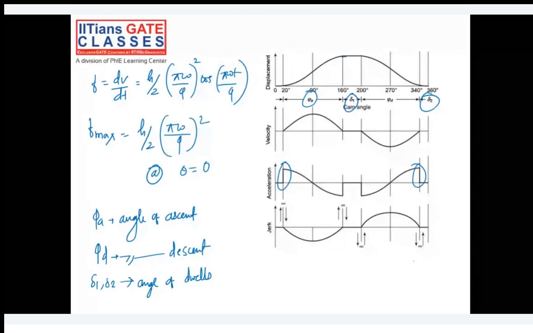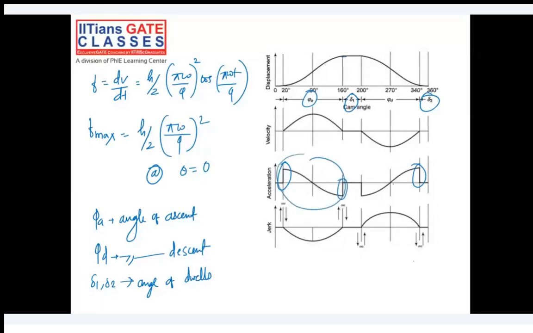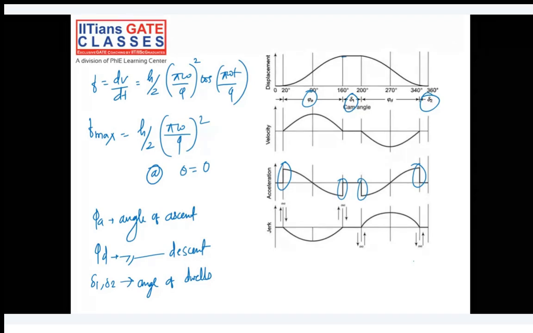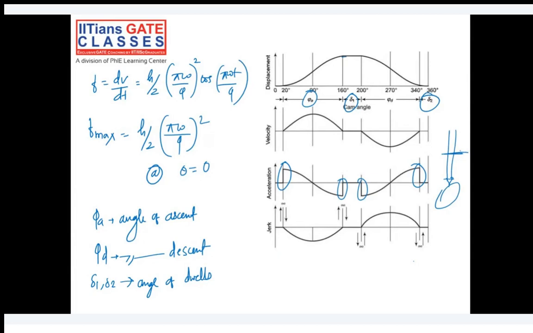So this is, let's say, upward motion of the follower, and this is the return motion of the follower. So at the beginning and the end, basically at the starting and the end, we have sudden change in the acceleration. Okay, that we can see. That's all more or less. Jerk is also varying. There is no sudden jerk here, but we do have sudden acceleration here. Because our follower is here and cam is here, it will reach the maximum value, and then it has to suddenly accelerate to come down. So that's why you have this sudden acceleration and deceleration at starting and end points of the upward and downward motion of the follower.